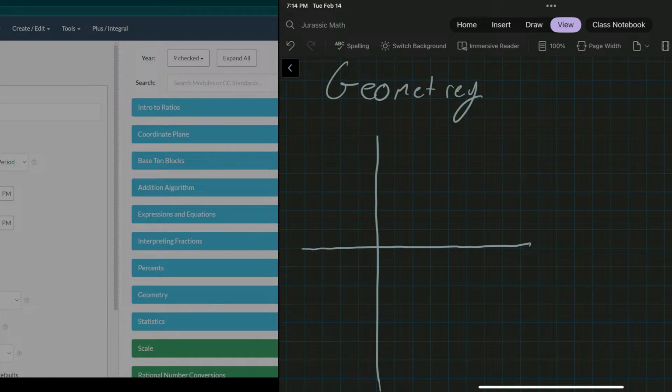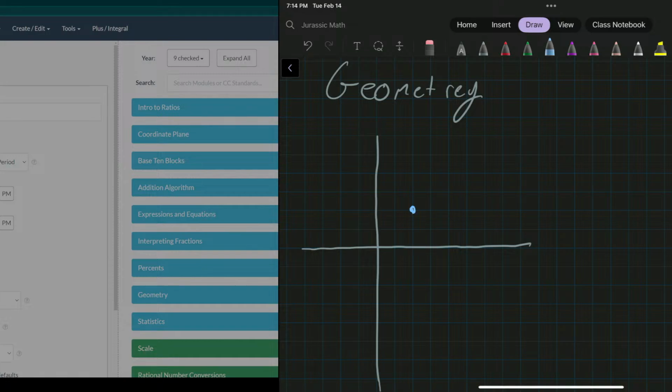So we have W at 2, 2. We have Y at 5, 1: 1, 2, 3, 4, 5, 1. We have V all the way up at 6, 9: 6, 1, 2, 3, 4, 5, 6, 7, 8, 9. And we have X all the way down at 1, negative 7: 1, 2, 3, 4, 5, 6, 7. All right. Oh, man. Let us connect the dots.